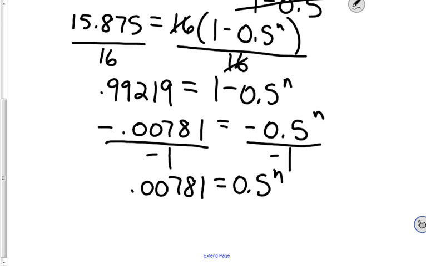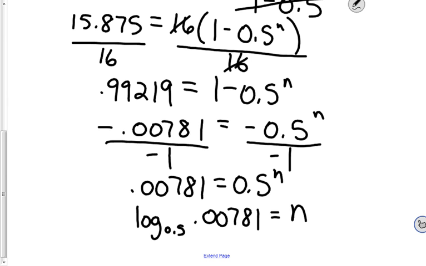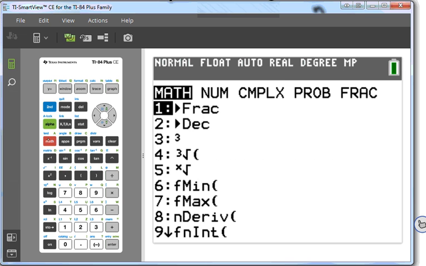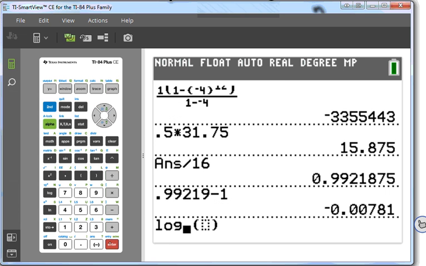Whew. Now I can apply logarithms, finally. I could take the log of both sides, or I could just convert it from an exponential equation to a logarithmic equation. The exponential base is 0.5, so the log base 0.5 of 0.00781 equals n. And now I can plug that into my calculator with the log base function. Math, log base, 0.5.